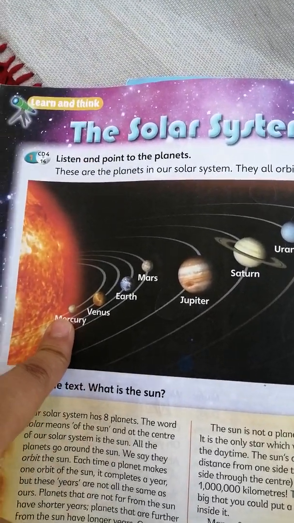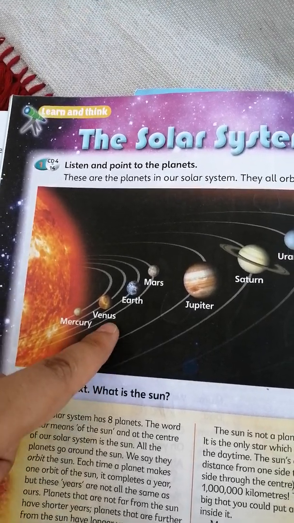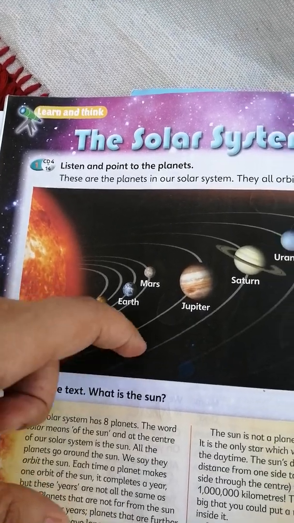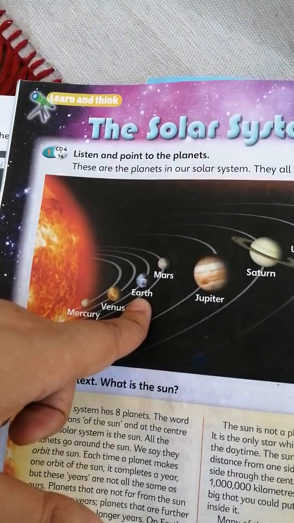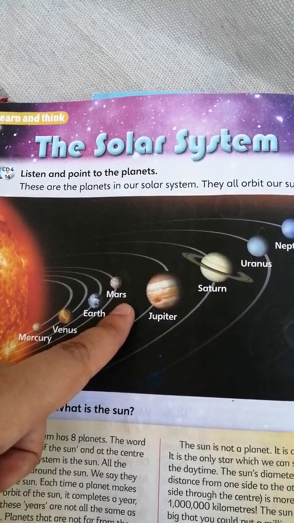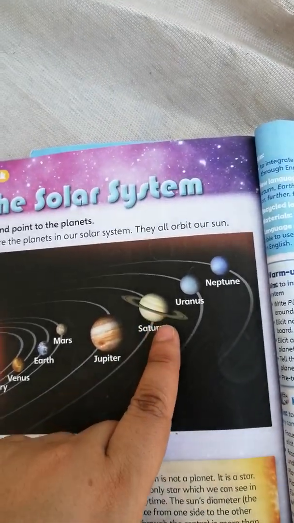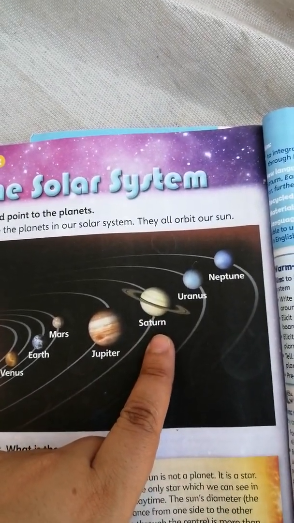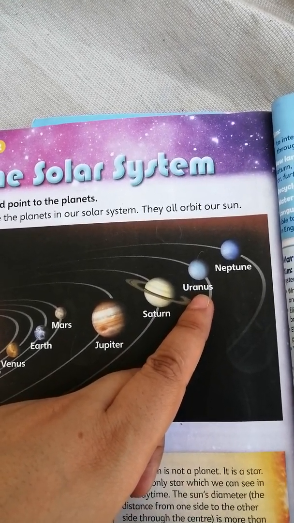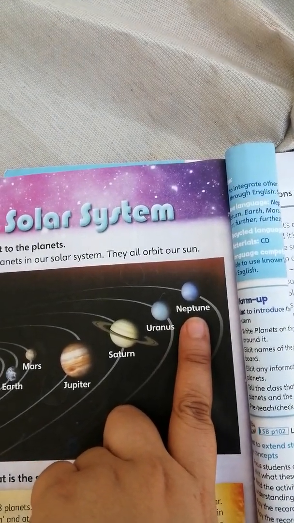Here, the nearest one is Mercury. After this, the second one is Venus. The third one is Earth. The fourth is Mars. The fifth is Jupiter. The sixth is Saturn. The seventh is Uranus. The eighth is Neptune. Okay?